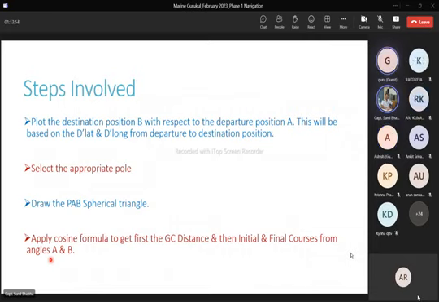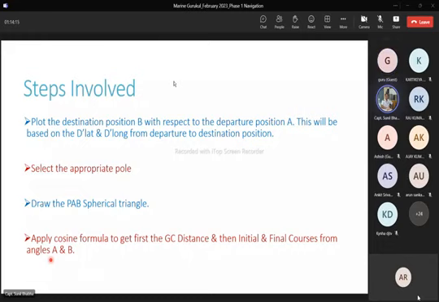Any more doubt, beta? Go ahead, beta. Sir, regarding that, when this should be a different latitude, you mean like north and south? That time you need to select the higher latitude. The pole of the higher latitude. Pole on the side of the higher latitude is used for making the PAB triangle.